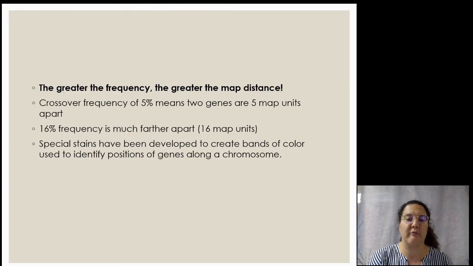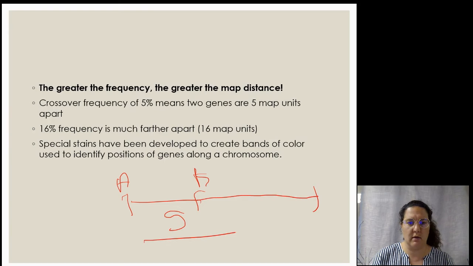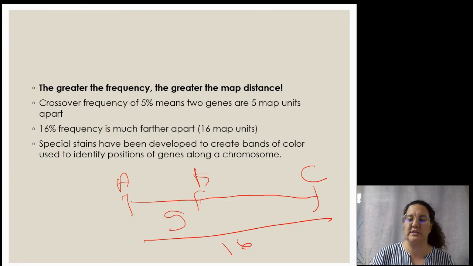The crossover frequency of 5% means 2 genes are 5 map units apart. And we just draw this on and we would put a 5 between them. So they're just 5 map units apart, say between chromosome A and chromosome B. A chromosome with a crossover frequency of 16 would be a total of 16 map units apart. And let's say this is chromosome C. So special stains have been created to identify the position of genes along a chromosome.